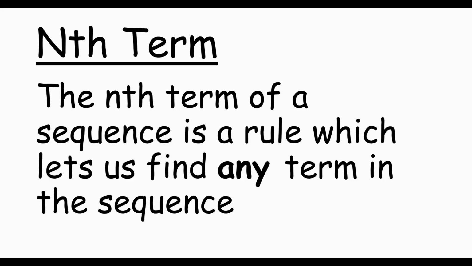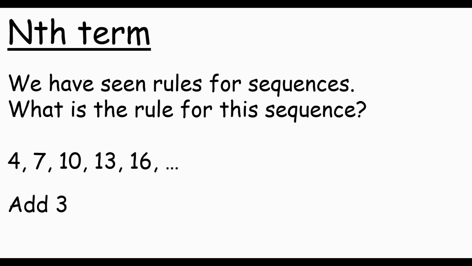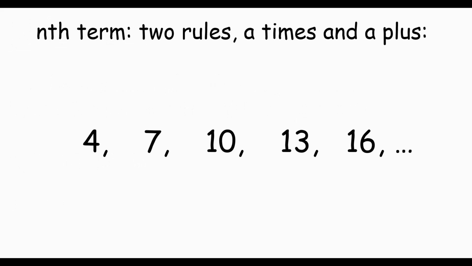The nth term of a sequence is a rule which lets us find any term in that sequence. If we look at this sequence here, we know that the term-to-term rule is going to be plus 3, or add 3. To work out the nth term, we need to have two rules. There's going to be a times and a plus or a take away. We first look at the term-to-term rule for the sequence, which is add 3.